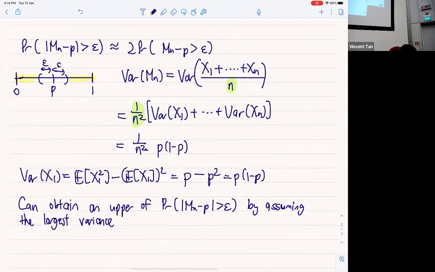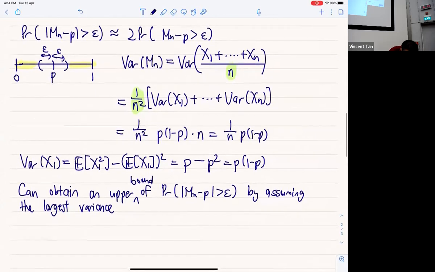Thank you very much, I was indeed incorrect. Times n, and so this becomes 1 over n times P times 1 minus P. So we can obtain an upper bound of the probability by assuming the largest variance. That is the worst case scenario.